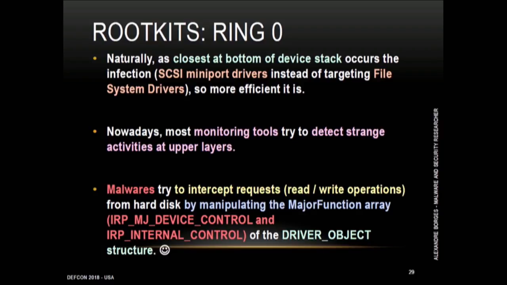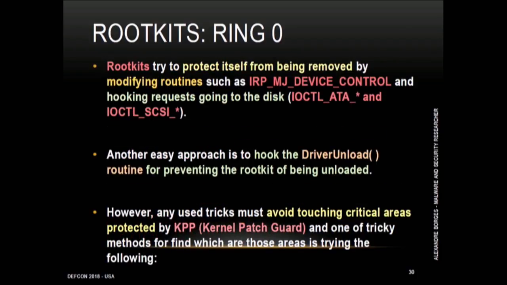Some malware tries to intercept requests such as read and write operations by manipulating the major function array, for example, IRP_MJ_DEVICE_CONTROL and IRP_MJ_INTERNAL_DEVICE_CONTROL dispatch routines. Rootkits try to protect themselves from being removed by modifying functions such as IRP_MJ_DEVICE_CONTROL, and hooking requests going to the disk is another kind of trick. Some malware tries to hook the driver unload routine to prevent the rootkit from being removed, another trick. However, most malicious drivers try to avoid touching areas protected by PatchGuard because PatchGuard is so tough to circumvent.